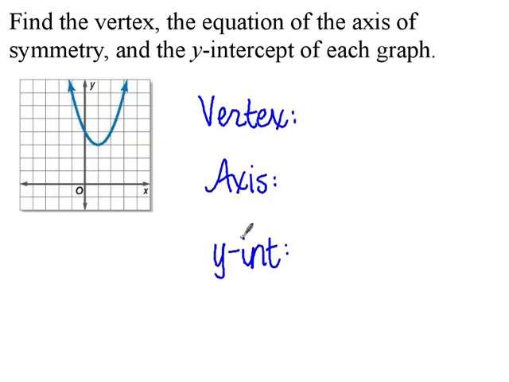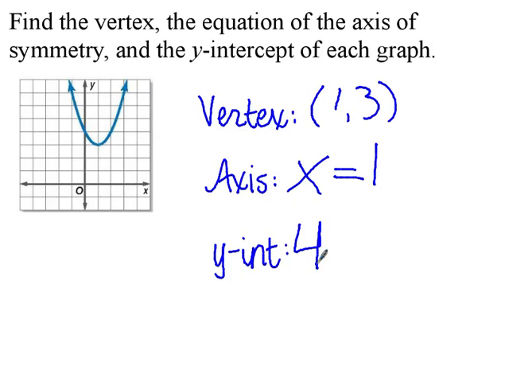Yep, love the y-intercept. Okay. Yep, go ahead. Okay, so here we go. Vertex is at 1, 3. Axis, x equals 1. Y-intercept 4. Any questions? That's the first part of your homework. That's all you have to do.